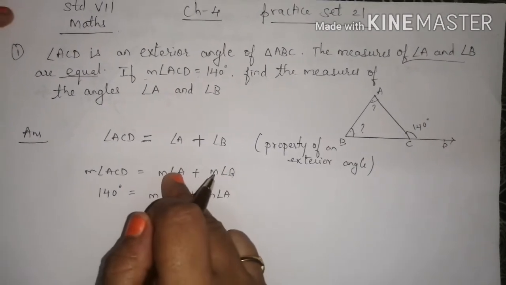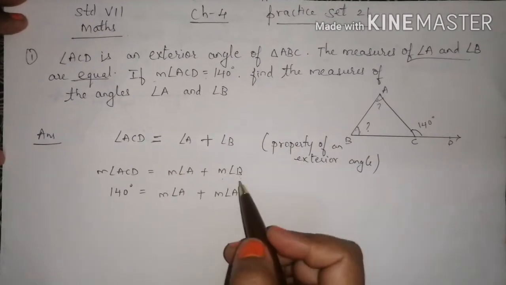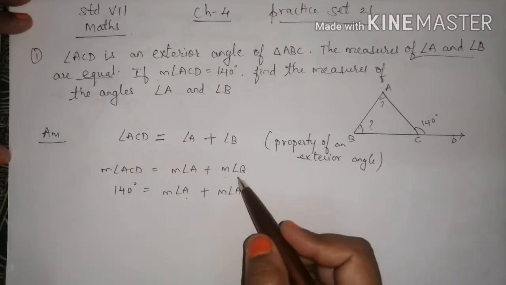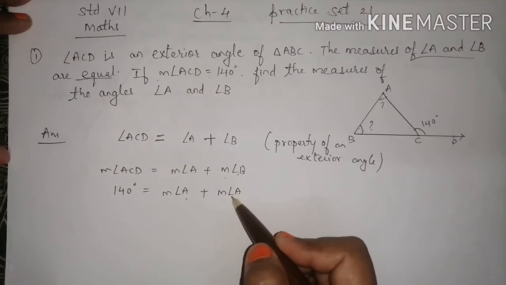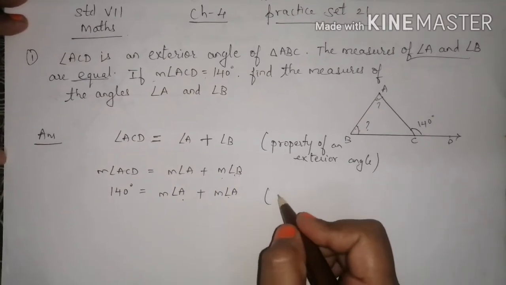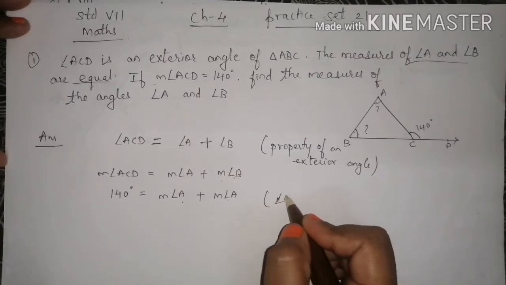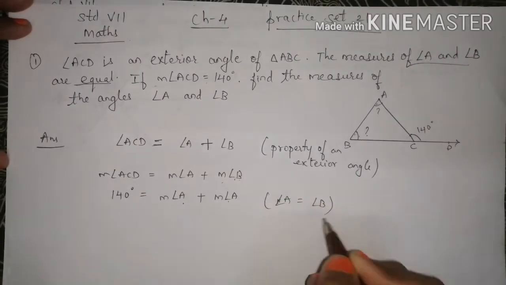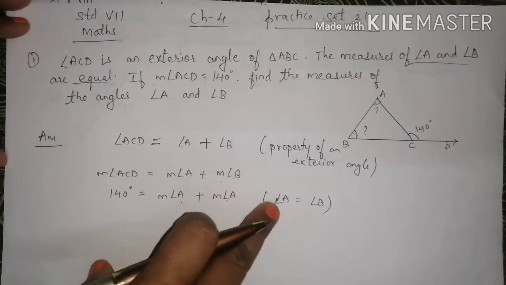In place of A I can write B also. So here A I have taken it same. Instead of B I have taken it here A, because A and B are equal. Right, here angle A is equal to angle B. That is why in place of B I have written A.